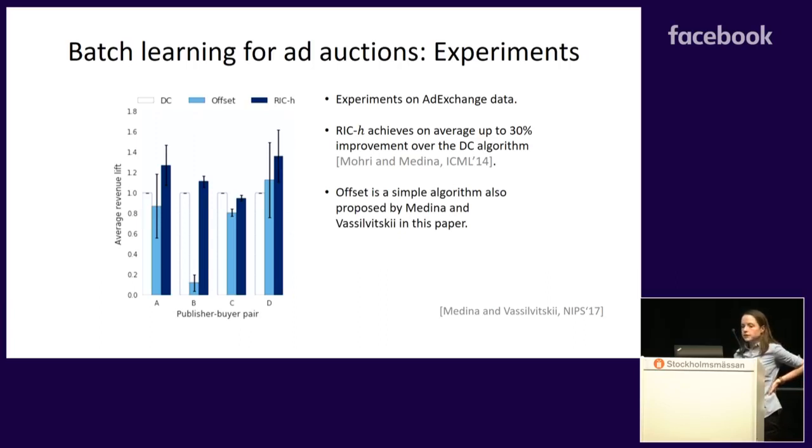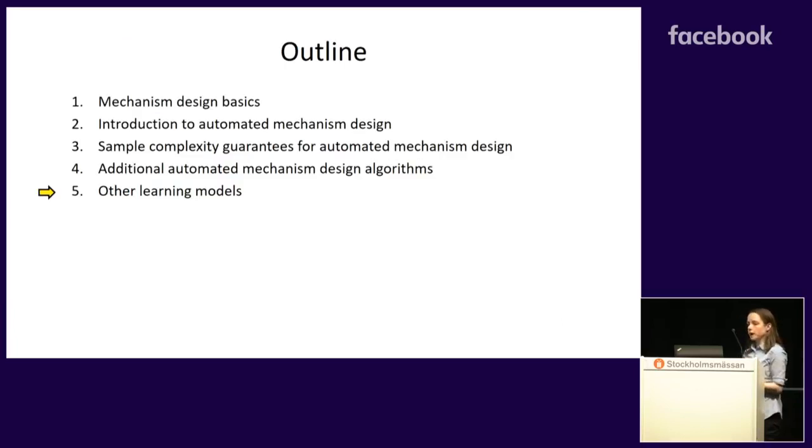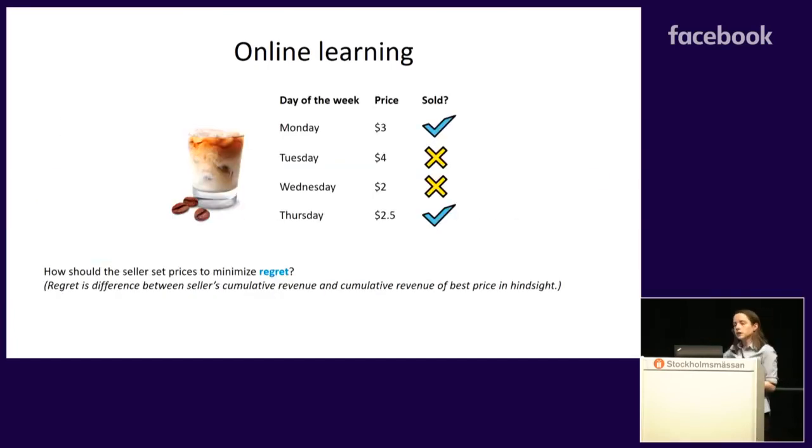So that's all I want to say for now about ad auctions, and we're just going to wrap up by describing at a really high level a few more learning frameworks, which unfortunately we don't have time to talk about in depth, but they could be tutorials in their own right. The first of which is online learning, where basically you as a seller get to set a price every day, and you see what the buyers bought, what revenue you got, and you use that to update the next price you're going to set on the next day. And you want to minimize regret, which is the standard notion of regret.